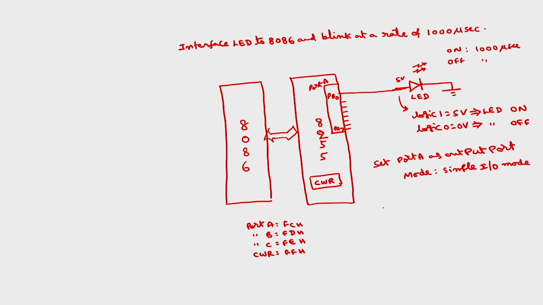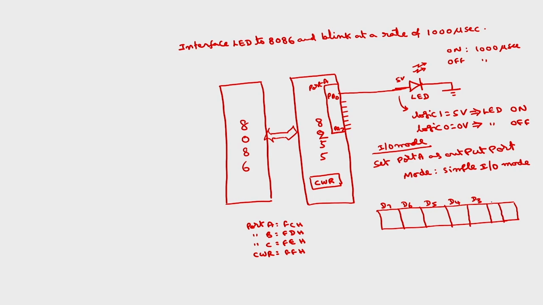Okay. Then what will be the control register? I am using this in IO mode. So this is D7, D6, D5, D4, D3, D2, D1 and D0.